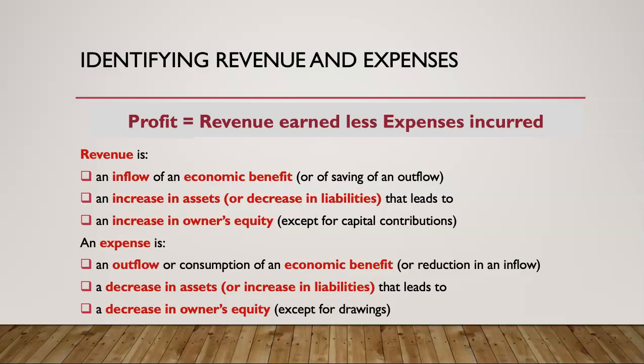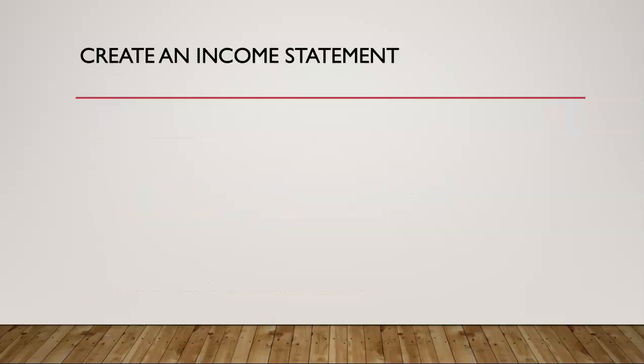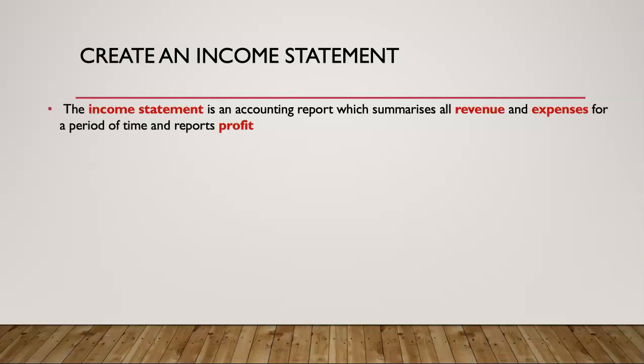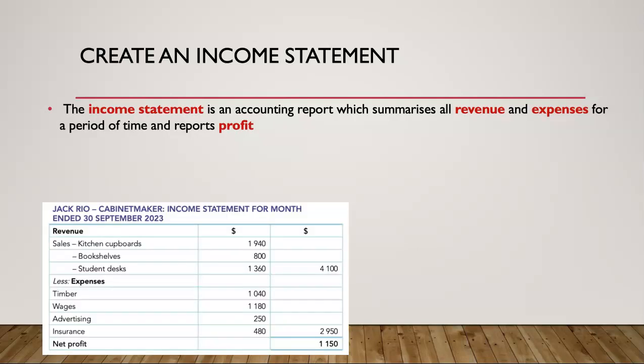Once we've identified all our revenue and expenses, we then create the income statement, where we show our profit in a clearly understood report. The income statement is an accounting report that summarizes all revenues and expenses for a period of time and reports profit. And it looks something like this. Again, really clear: $4,100 of revenue worked out first, and then we've lessed all our expenses, $2,950, so we made a profit of $1,150.